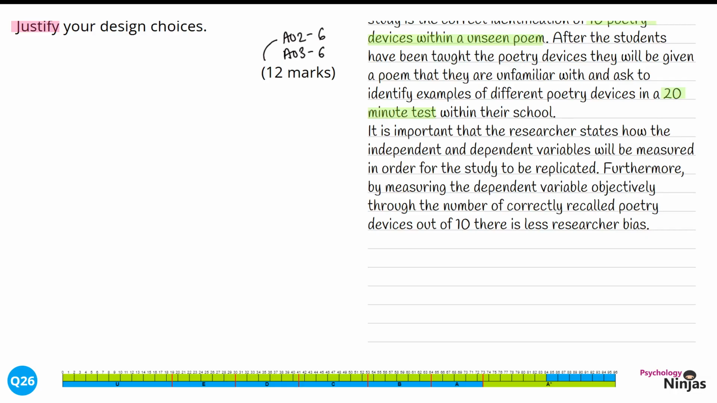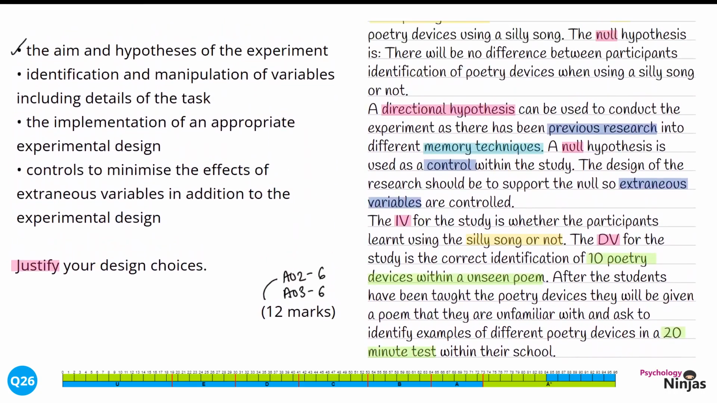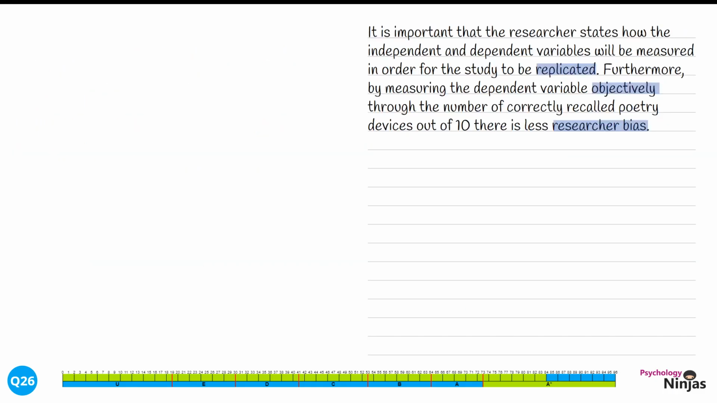We've justified our decisions through key terminology, talking about replication and objectivity to reduce researcher bias. By having a specific quantitative value, we can reduce subjective interpretations of poetry devices. We're going to go back and tick this off in our response, so we know that we've done each of the skills we're being asked for. We've designed and manipulated the variables and given specific details of the task. It's time to tackle our next bullet point.